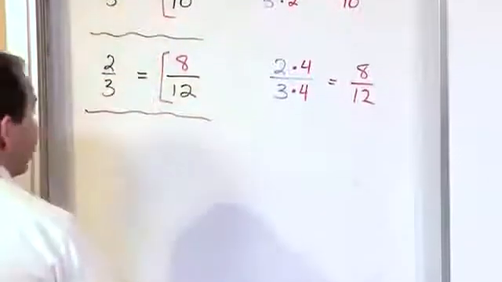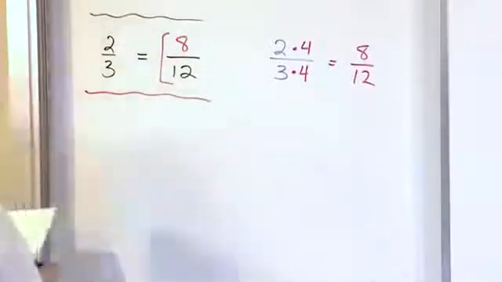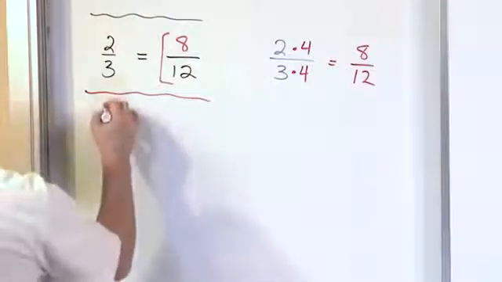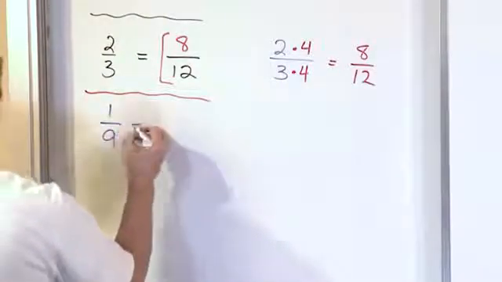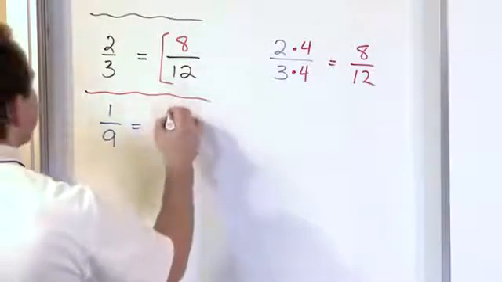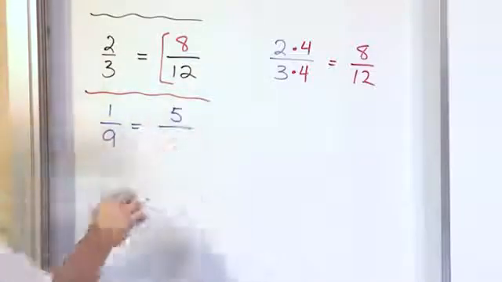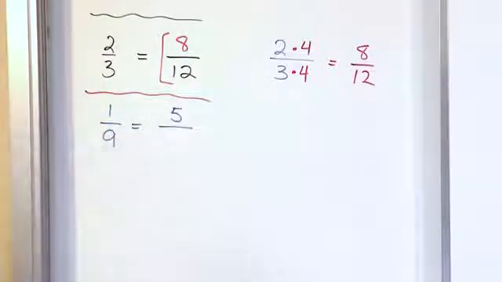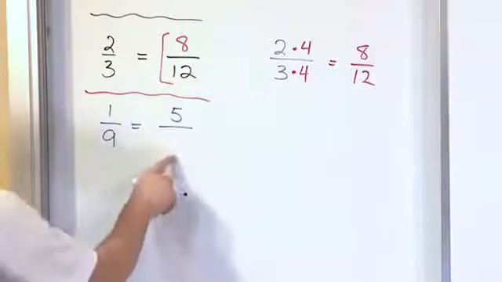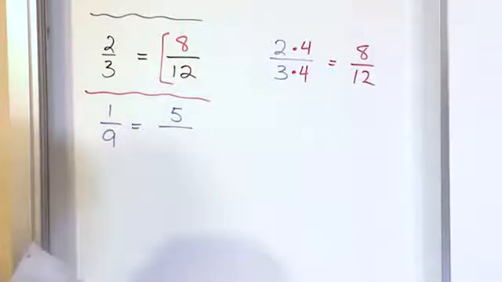So let's go on and move into another one. Let's say I have 1/9, and I'm claiming that it's equal to a fraction with a 5 on the top, and I'm trying to figure out what would be on the bottom there. What number would be on the bottom to make these two fractions equal?